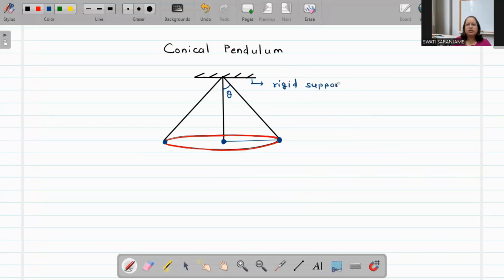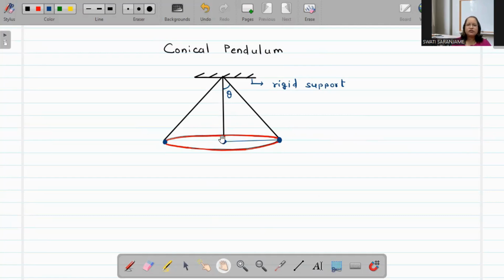This is a rigid support by which a long, inextensible, flexible string, massless, or we can say a light string, is suspended. At the end of the string, the small point object or a tiny mass is attached. So this arrangement is known as a simple pendulum.